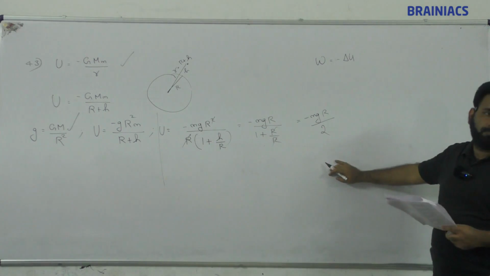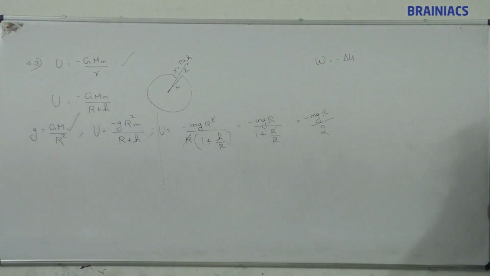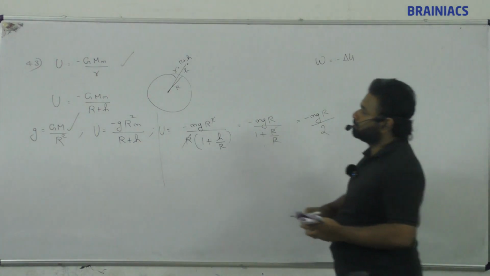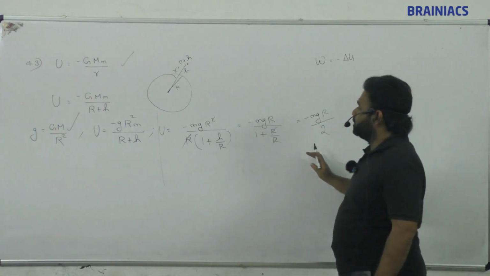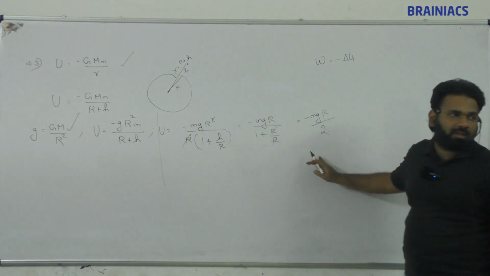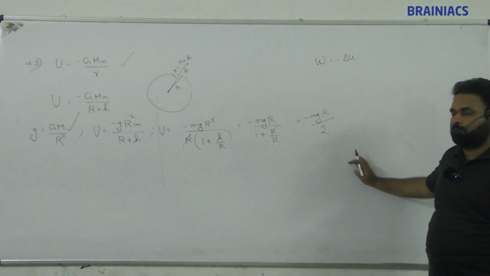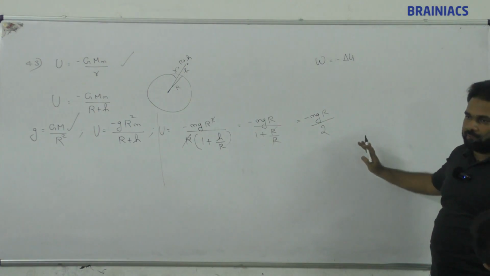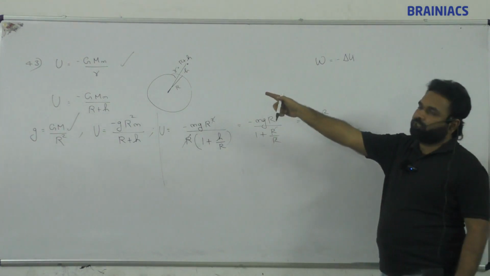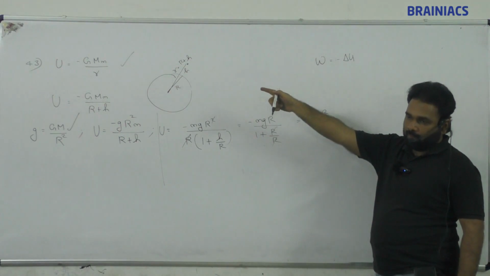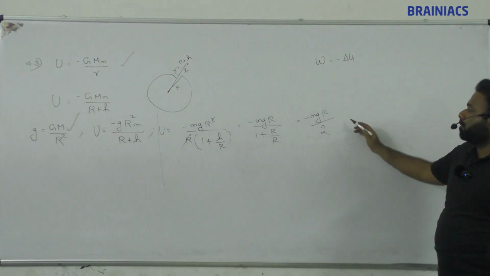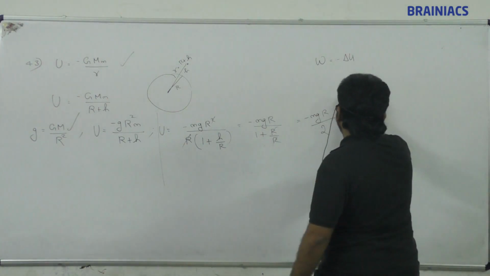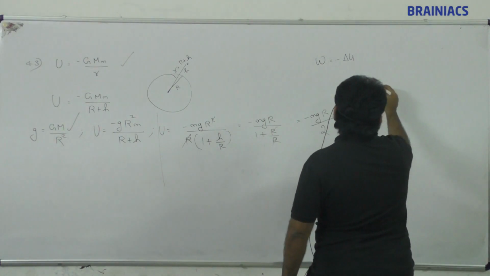Done? Clear? Any doubt in this? Shall we move to the next question? Understood? The minus, you just ignore. Minus is not there in the options, so ignore it. Otherwise, for potential energy, minus will come. They have asked for the gain in potential energy. Gain in potential energy means what?